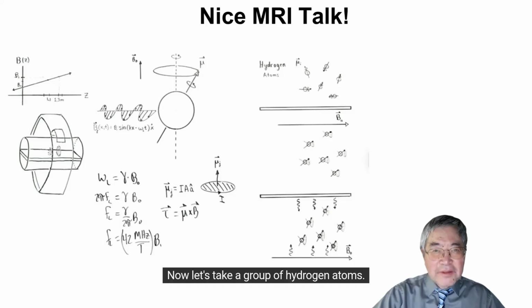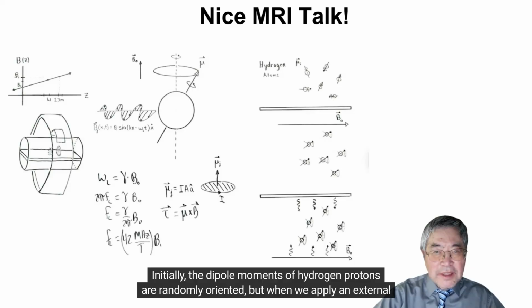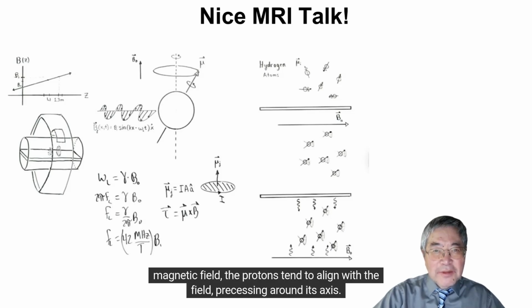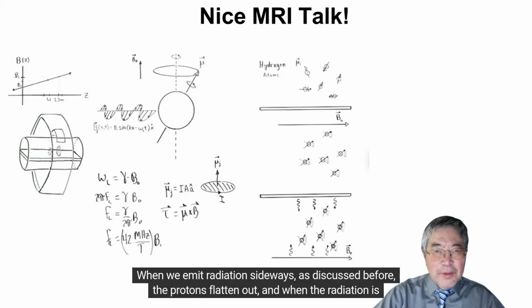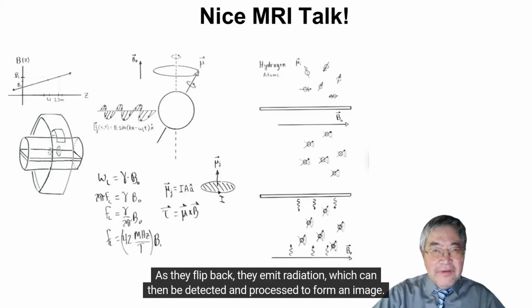Now let's take a group of hydrogen atoms. The body contains a large amount of hydrogen because we are mostly water, H2O. Initially, the dipole moments of hydrogen protons are randomly oriented, but when we apply an external magnetic field, the protons tend to align with the field, precessing around its axis. When we emit radiation sideways, as discussed before, the protons flatten out, and when the radiation is turned off, they flip back, like a spring being released. As they flip back, they emit radiation, which can then be detected and processed to form an image.